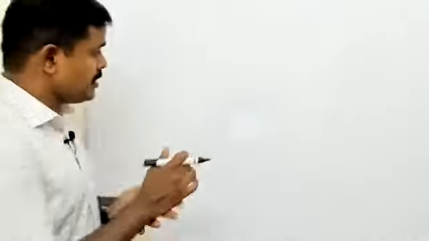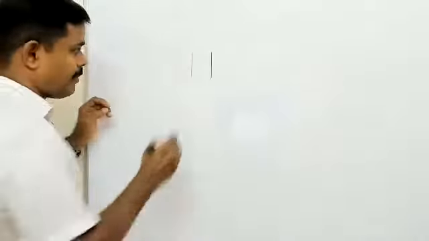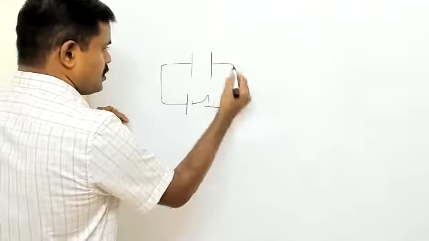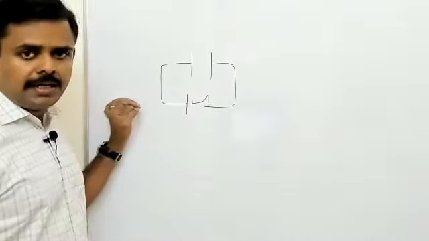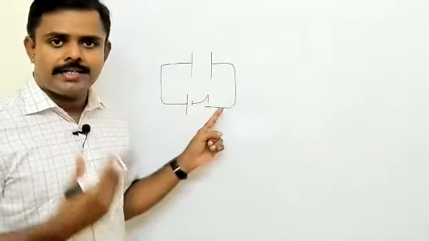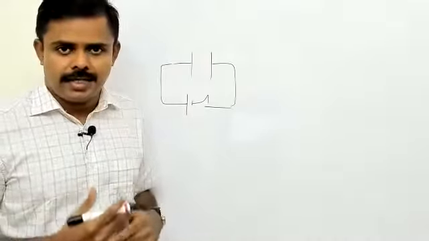Right. See this, I have a capacitor here. This is a capacitor, okay? I'm connecting a cell across this and a switch. So the moment you switch the circuit on, current starts flowing or charge starts flowing and the capacitor starts getting charged.